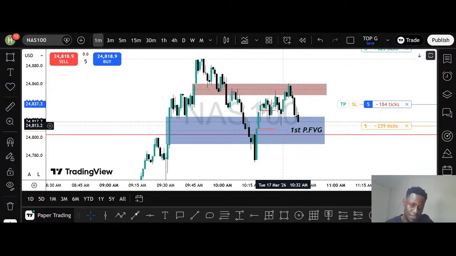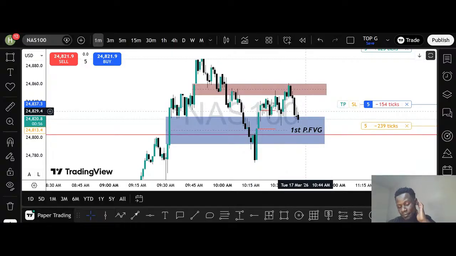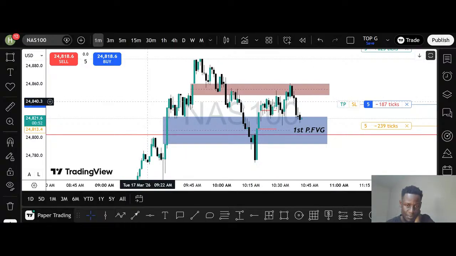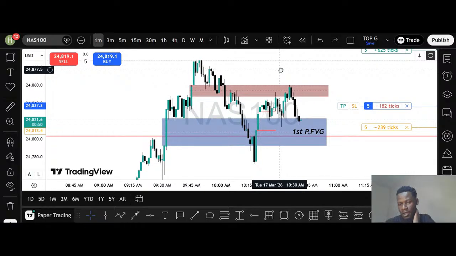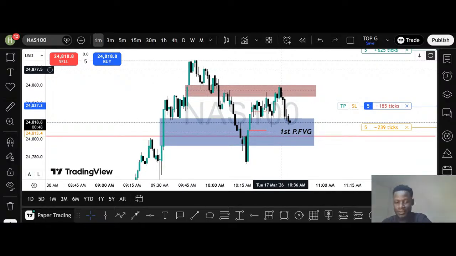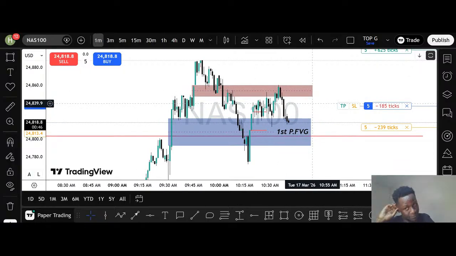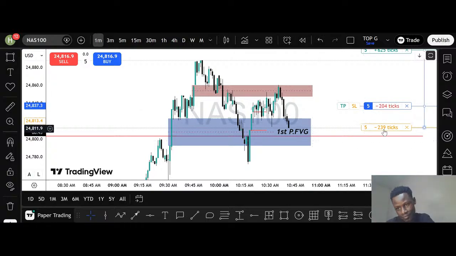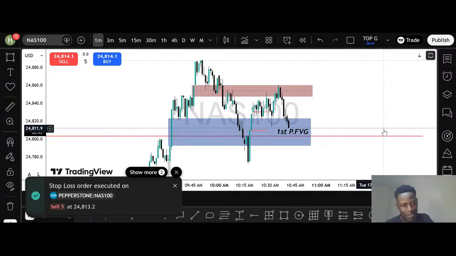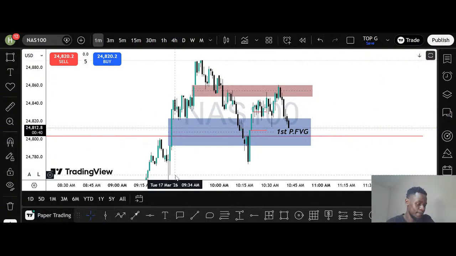So my stop is below this level. So if it takes out this low, then I'm exposed. So that will be my only trade today. So it will be a loss of 119.